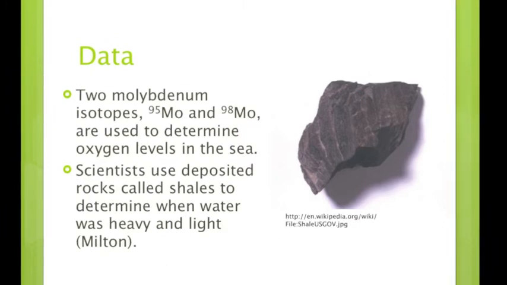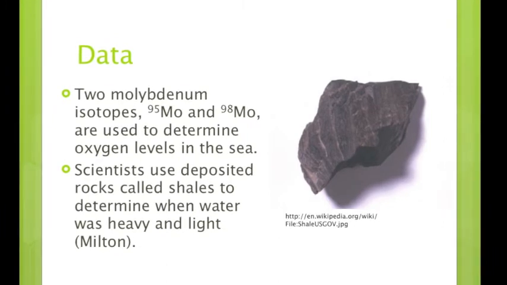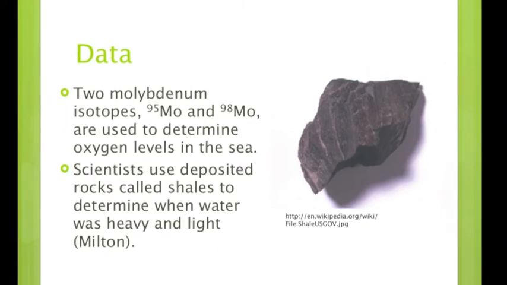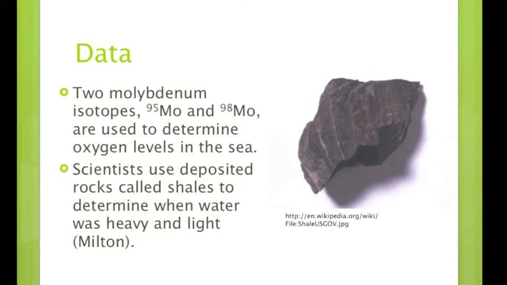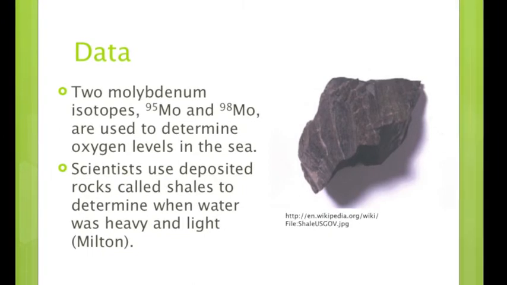the water lighter. So using deposited rocks in the ocean, called shales, scientists were able to tell when water was heavier and when water was lighter, therefore when it was oxygenized and when it was deoxygenized. Knowing this information, we assume that the oxygen levels in the ocean reflected the oxygen levels in the atmosphere. Now Will is here to tell us how this oxygen got into our atmosphere.